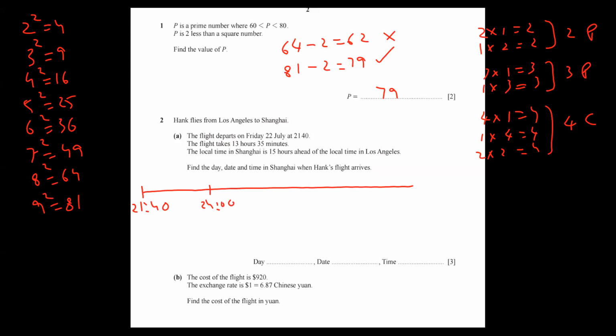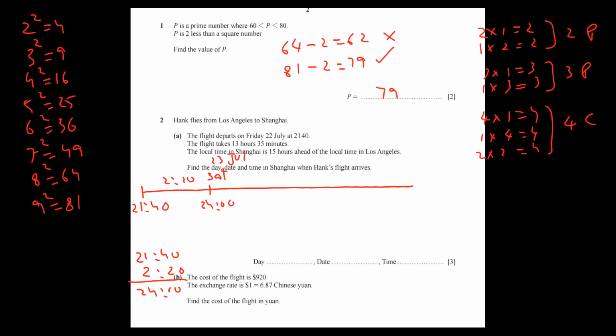So if you check 2140, how much do you add to get 24? 2 hours and 20 minutes. If you add it, you get 24, because 4 plus 2 is 6, 1 carry, and you get 24. So it means 2 hours and 20 minutes until the day changes. The day is currently Friday, but as it's 24, it becomes Saturday. So here the day changes, and the date 22 becomes 23 July.